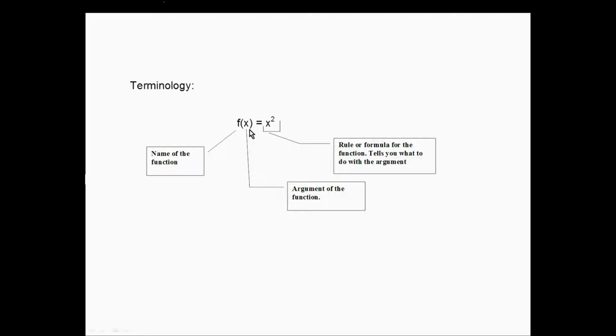The x inside parentheses next to the f is called the argument of the function. It's what the function acts on, what the function is going to do something to. And the part to the right of the equal sign is the rule or formula for the function. It tells you what to do with the argument. In this specific example, it says square it.